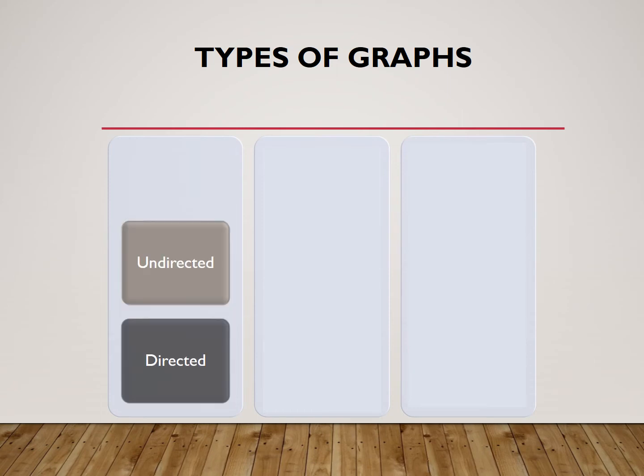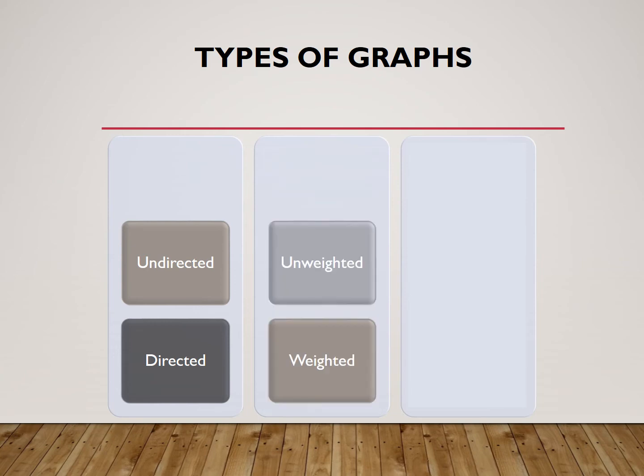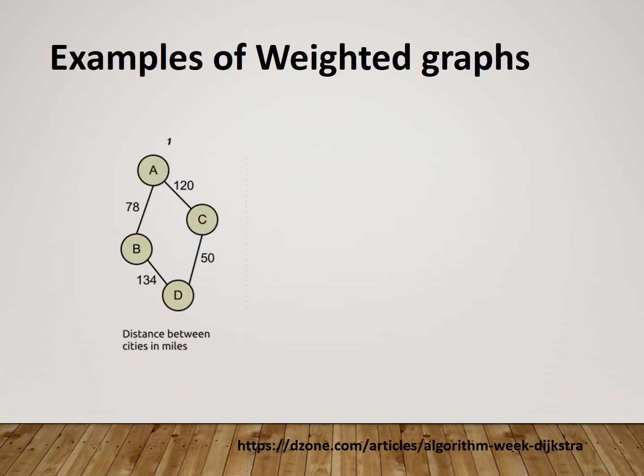First, we have undirected and directed graphs. Next, we have unweighted and weighted graphs. Finally, we have disconnected and connected graphs. These are examples of weighted graphs.